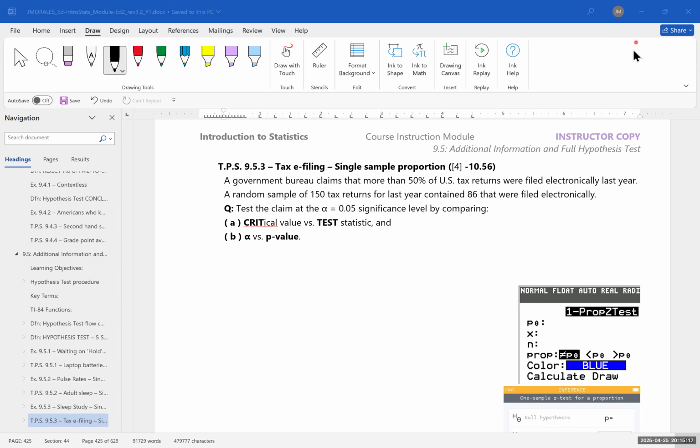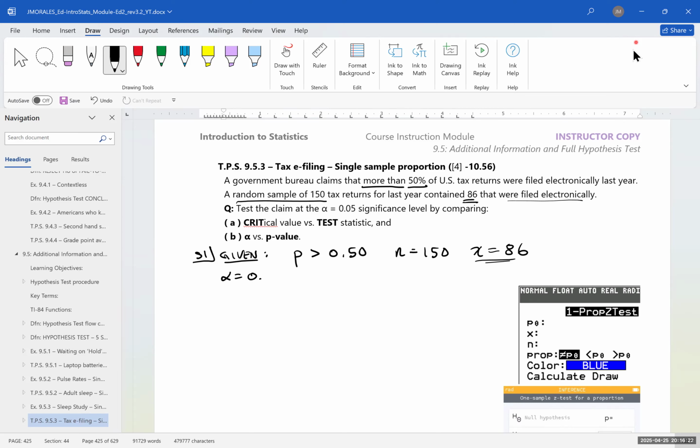Okay, a random sample of 150. So we've got a sample size of 150. Tax returns last year contained 86 that were filed electronically. So that means the number of successes was 86. This is different from the previous example where we were given a percentage and we had to calculate this. But now in this one, we were given the number of successes. All right, test the claim at a significance level of 0.05. So if the significance level is 0.05, then that means the confidence level is 0.95.